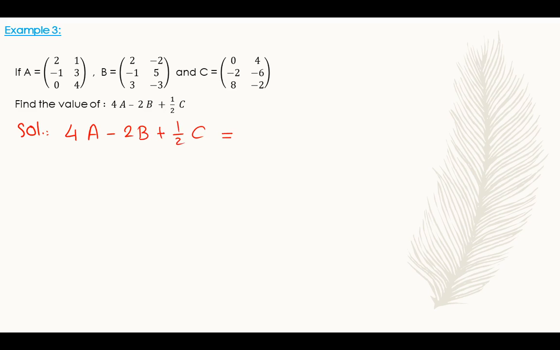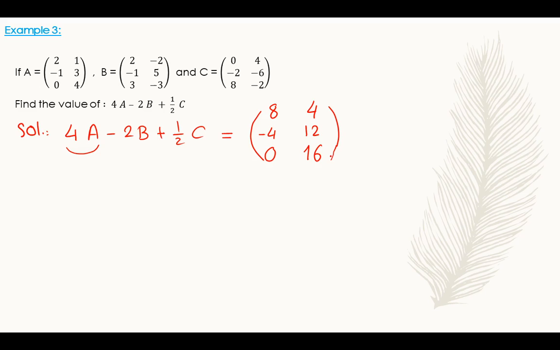What do we mean by 4A? 4A means to multiply 4 by all the elements of the matrix A. 4 times 2 is 8. 4 times negative 1 is negative 4. 4 times 0 equals 0. 4 times 1 equals 4. 4 times 3 equals 12. 4 times 4 equals 16.